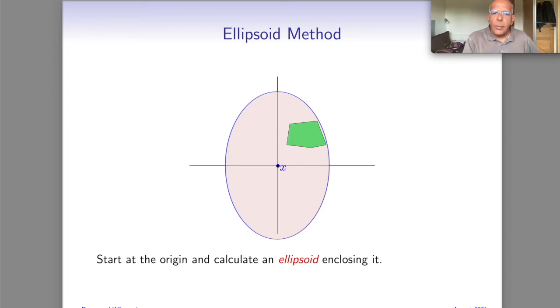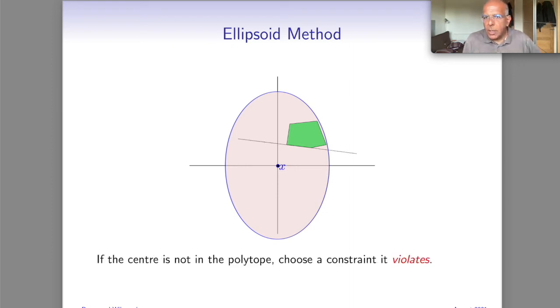Now, check whether the point you have actually satisfies all the constraints. If it does, you're done. You've found that the constraints are feasible. If it's not, which is the case over here, then you can find some constraint that is violated. Here's one constraint, and x is in the wrong half plane with respect to this constraint.